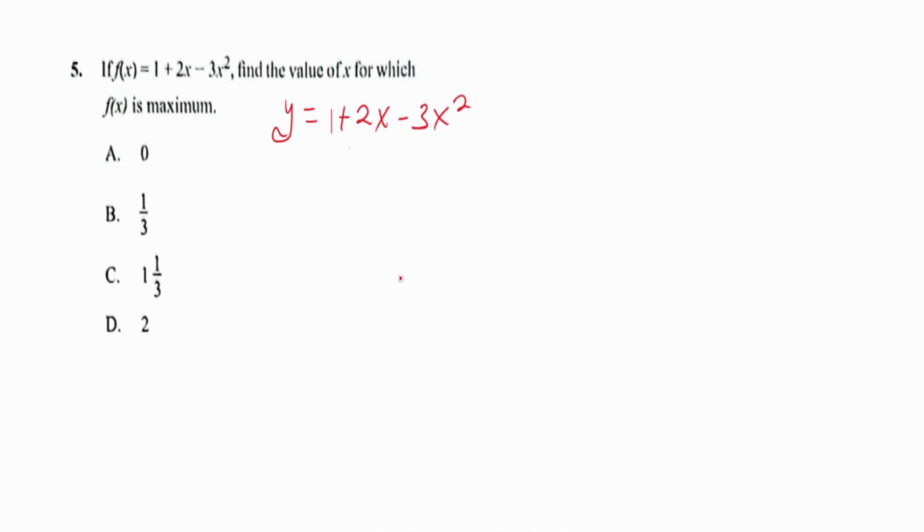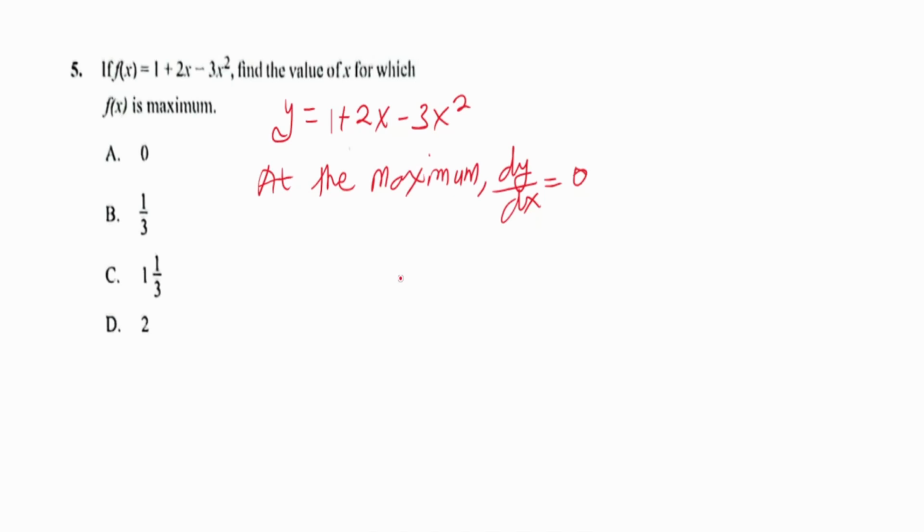In fact, this question is an application of differentiation. So what we need to know about this question is that at the maximum, dy dx equals 0. So let me write that. Since dy dx equals 0 at the maximum, we are going to differentiate this with respect to x. And whatever answer we get, we equate it to 0 and solve for x. And that is what is going to be our answer. So let's go ahead and do that.